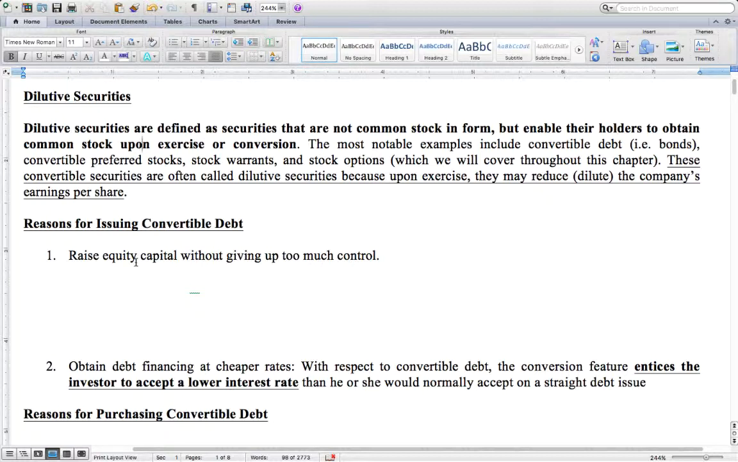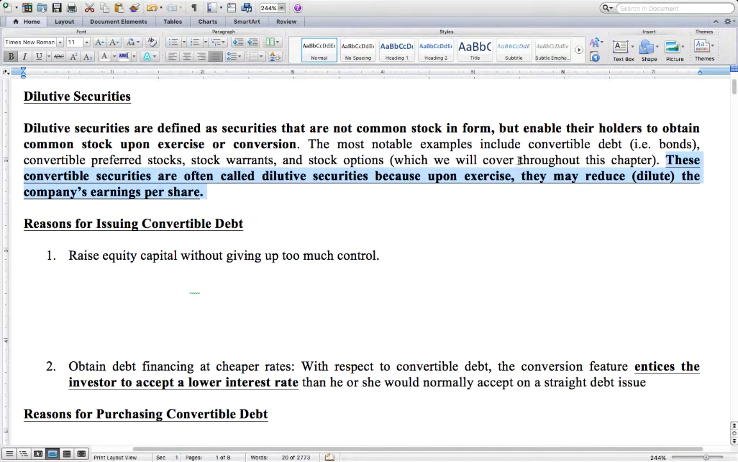The key reason that convertible securities are often called dilutive securities is because upon being exercised, they may reduce, which is diluting, the company's earnings per share. So if the dilutive security causes a company's earnings per share to go down, then it is a dilutive security. If it causes their earnings per share to go up, it is not a dilutive security and is actually anti-dilutive to the earnings per share.